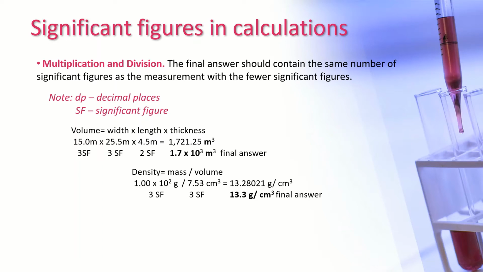So dividing the mass by the volume, we have a density of 13.28021 grams per cm cubed, with a final answer of 3 significant figures, which is equal to 13.3 grams per cm cubed.